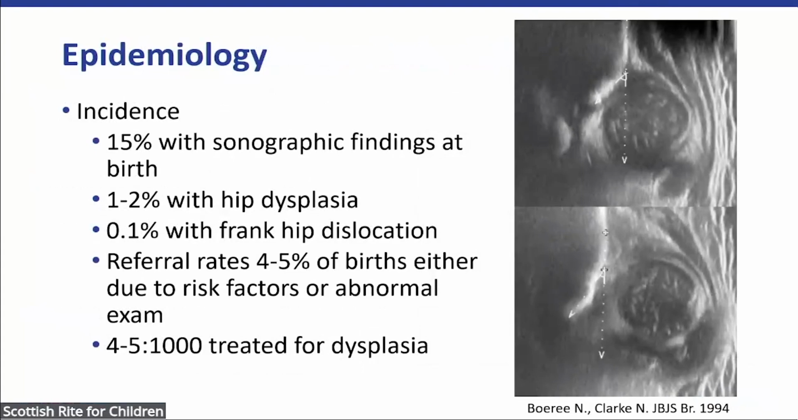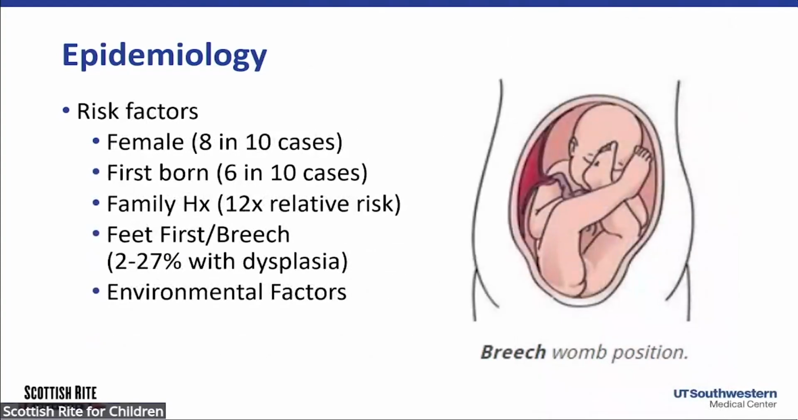The incidence of DDH is about 1 to 2%, depending on the study and population that's used. And a dislocated hip is about 1 in 1,000, so much more rare. We're referred about 4 to 5% of births, either due to risk factors, which we'll touch on in the next slide, or an abnormal exam, but only about 4 to 5 kids out of 1,000 are actually treated. But we're very happy with that ratio. Because here in the US, as opposed to some other countries where there's a standardized imaging protocol for screening, we have a universal physical exam for our screening. And so we want you to have a low threshold so that we can identify those kids early rather than identifying late detected dysplasia, which is much harder to treat.